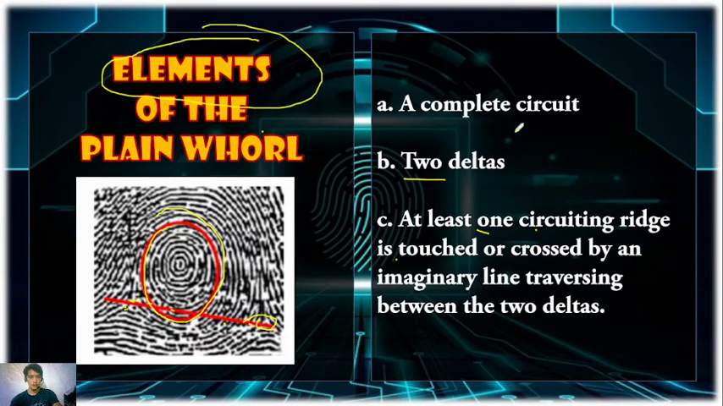So kung wala yung isang element dyan, then it is not considered as a plane whirl. Just like in the fire triangle or the elements of fire, if we don't have one element to create fire, then we cannot produce a fire. Tanggalin mo yung heat, so paano ka makakabuo ng apoy? So same as with the fingerprint patterns.